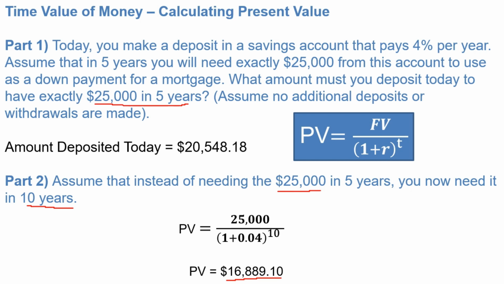Why do you think this is? The answer is, when we need the $25,000 in 5 years, the deposit has less time to compound. So in order to make up for that less time, we have to invest a little bit more. If we need the $25,000 in 3 years, let's say, we know that it would be higher than this $20,548 because we'd have to make up for those 2 years lost of compounding. So we know it would be higher than this $20,548.18.